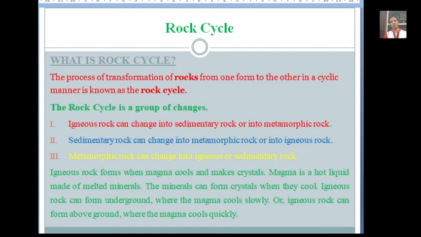In the same way, when sedimentary rocks come in contact with high temperature and pressure, they can be converted into igneous rocks also. And in the same way, sedimentary rocks, due to more temperature and pressure, can be converted into metamorphic rocks. And if metamorphic rocks are weathered and eroded, then they can be converted into sedimentary rocks also. In the same way, igneous rocks can be converted into metamorphic rocks, and metamorphic rocks can also be converted into igneous rocks, and this cycle remains continuous.